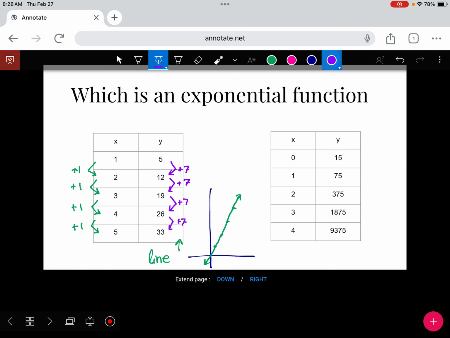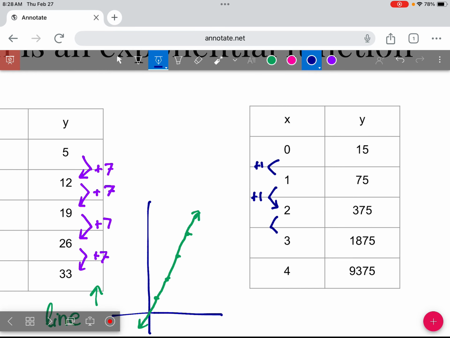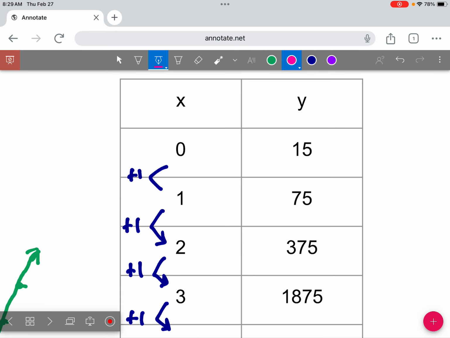So let's see what's different about the one over here on the right. My x's are still changing in a very similar way. To get from 0 to 1, we had a +1. I want it inside. There we go. To get from 1 to 2, again, we add 1. To get from 2 to 3, we add 1. To get from 3 to 4, we add 1. I took the easy one on here. What's happening to my y's?